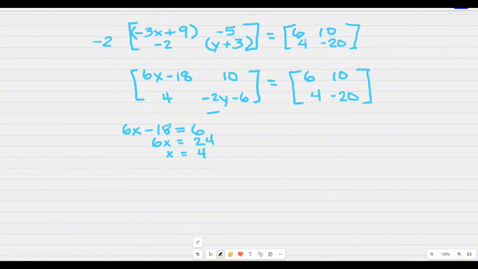So I'm going to do the same thing with y. I'm going to take negative 2y minus 6 and set it equal to negative 20 and solve for y. Negative 2y minus 6 equals negative 20. Then I want to add 6 to both sides, which leaves me with negative 2y is equal to negative 14. I want to divide both sides by negative 2. And that is y is equal to 7. The solution is x equals 4 and y equals 7.